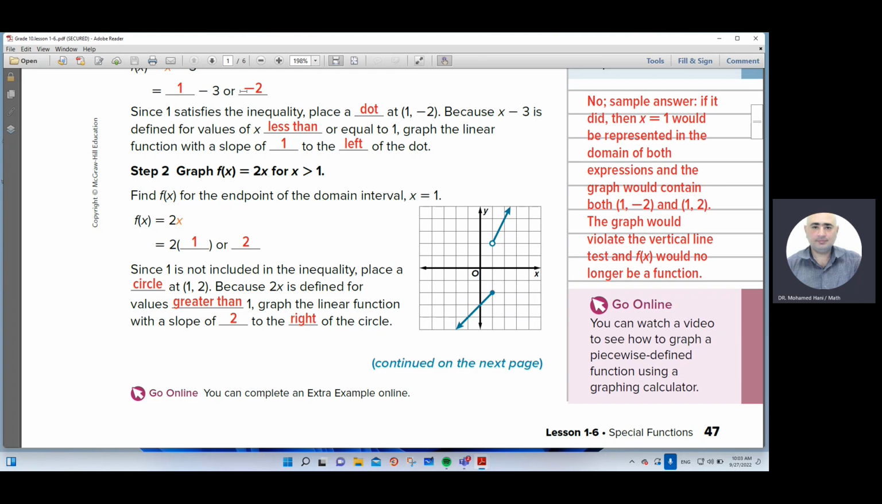So the first step and the second step for the graph. What about the analyze? What about the analyze?